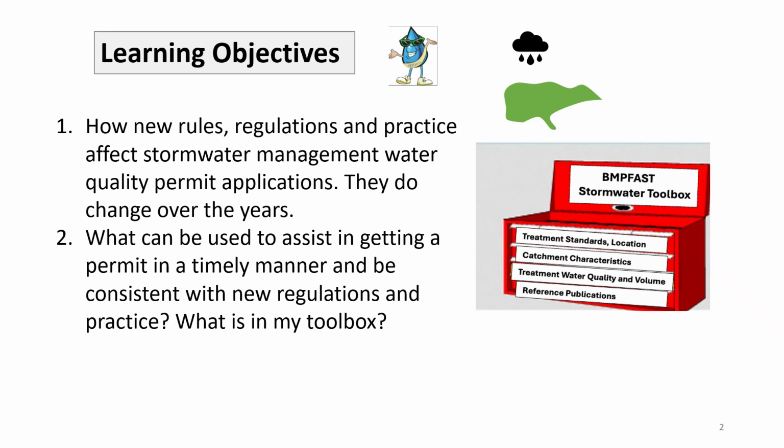Our second objective is to identify what resources and strategies can be used to assist in obtaining a permit in a timely manner, while also ensuring consistency with the very latest regulations and best practices. We'll be looking at what's in our stormwater toolbox. This toolbox is conceptually full of vital elements. It includes foundational ideas and concepts, current regulations, extensive reference libraries, effective treatment best management practices or BMPs, and the various software tools necessary to protect our environment.